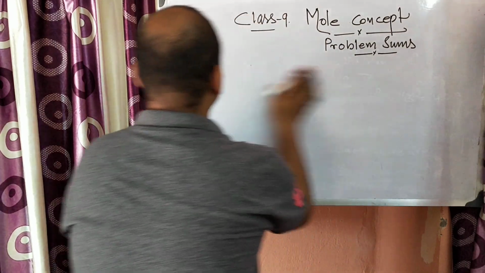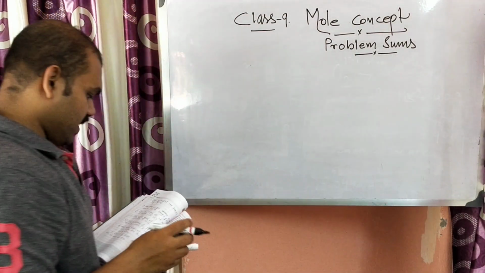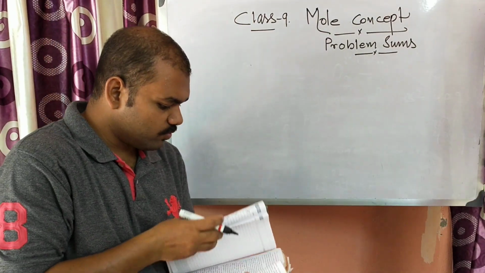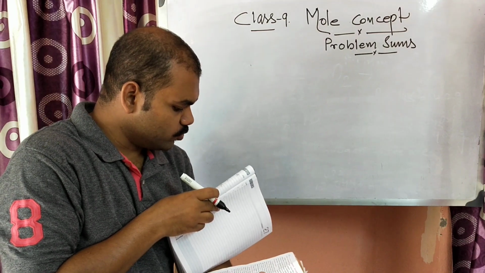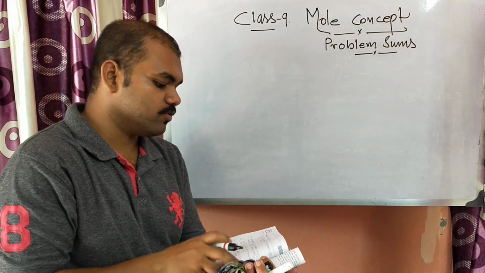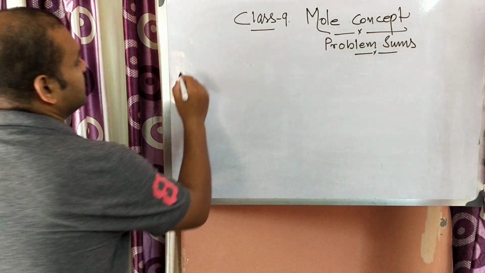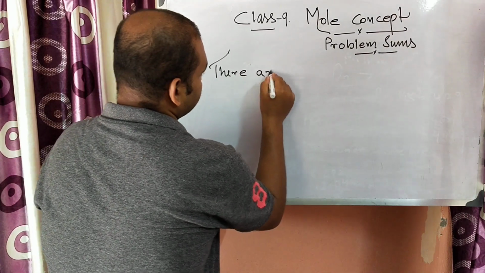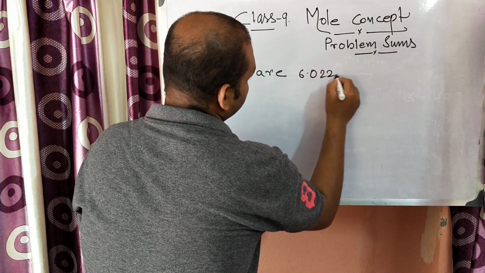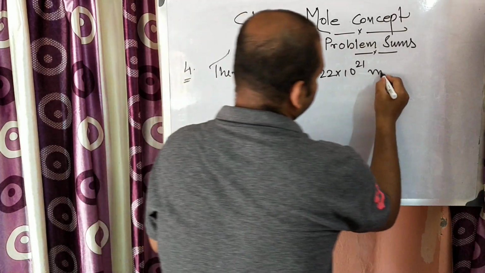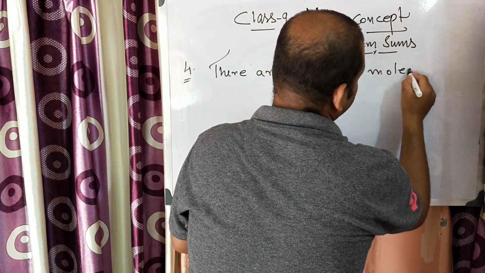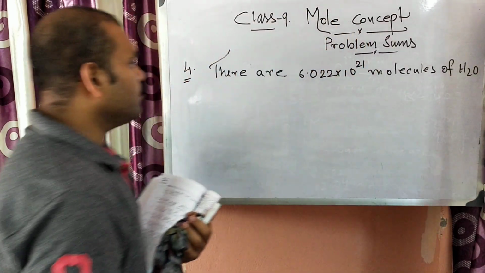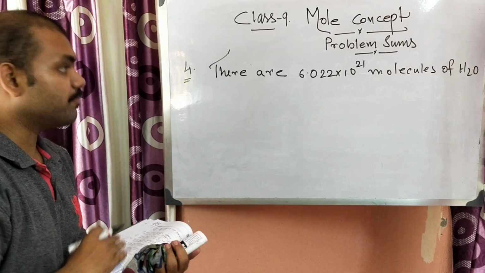Next, this one is 2. Oh, sorry, I did 3 there. Next, find out the mass of 6.022 into 10 to the power 21 molecules of water. Now this is interesting. There are 6.022 into 10 to the power 21 molecules of H2O. Now we need to find out the mass.